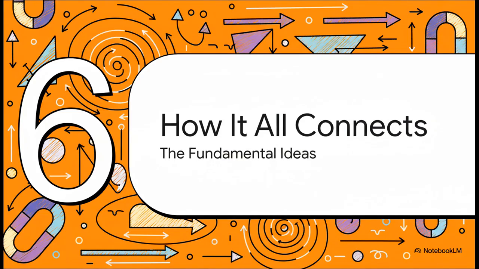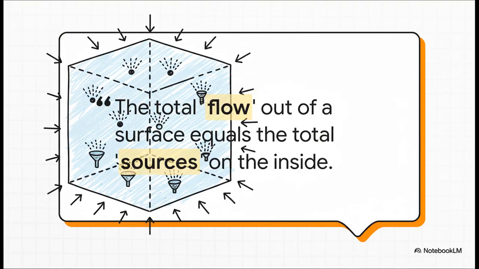And this idea, this shortcut, it's not just a one-off trick. It's part of a much bigger, more beautiful pattern that really ties all of vector calculus together. It's a fundamental principle of how nature seems to work. Take the divergence theorem. It's another one of these incredible shortcuts. It says the total amount of stuff flowing out of a 3D shape, like a box, is exactly equal to the sum of all the little sources and sinks on the inside.